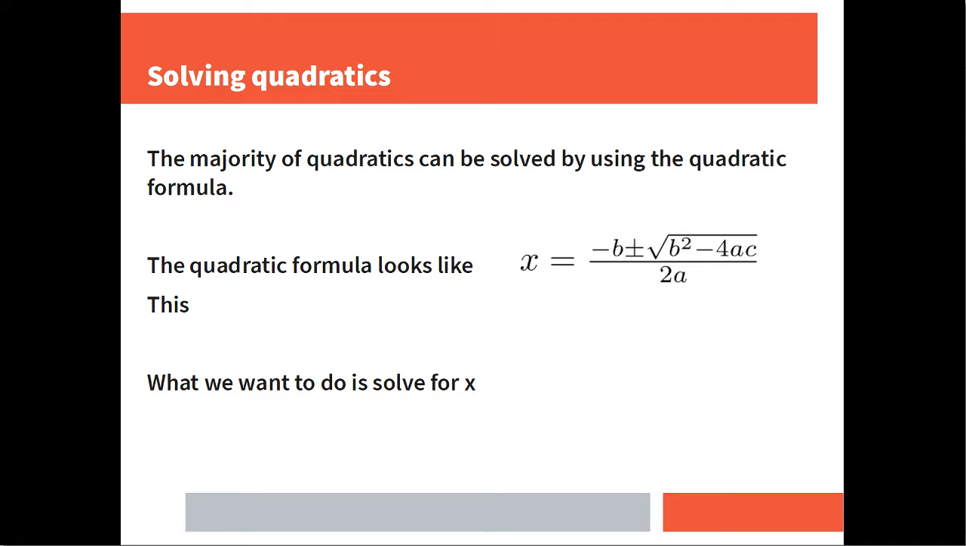The majority of quadratics can be solved using the quadratic formula. The quadratic formula is x equals negative b plus or minus the square root of b squared minus 4ac, all over 2a. What we want to do is solve for x in this scenario.